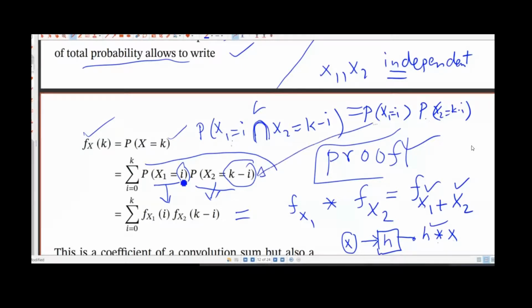ये आपने तभी लिखा है ना ये वाला. And this product, the PDF of x1 at i multiplied by the PDF of x2 at k minus i, ये multiplication कहाँ से आई है? ये यहाँ से आई है कि आपने इंटरसेक्शन की प्रोबेबिलिटी को multiplication of probabilities. इसके लिए आपको क्या चाहिए?